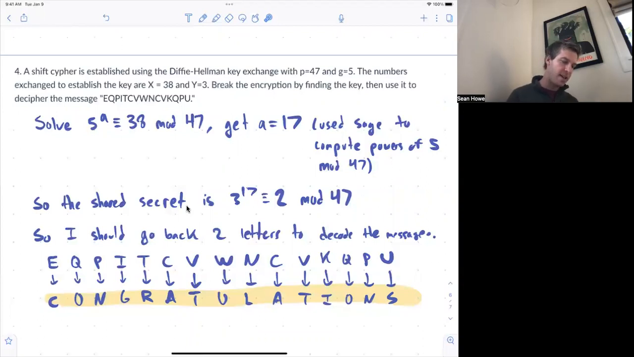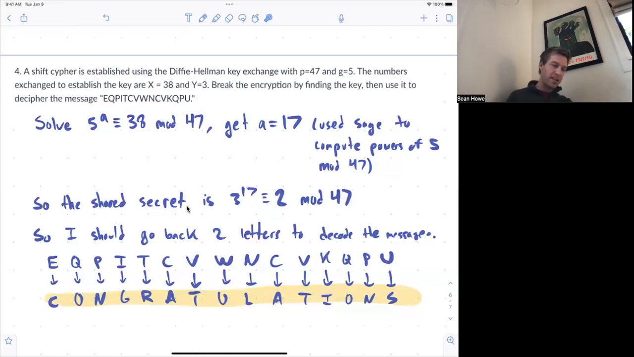This problem gave you the information and said a shift cipher is established using Diffie-Hellman with p equals 47 and g equals 5. The numbers exchanged to establish the key are 38 and 3. The problem asks you to break the encryption by finding what the key is, so finding the shared secret, and then using it to decipher the message, ekpitsiv, and so on.